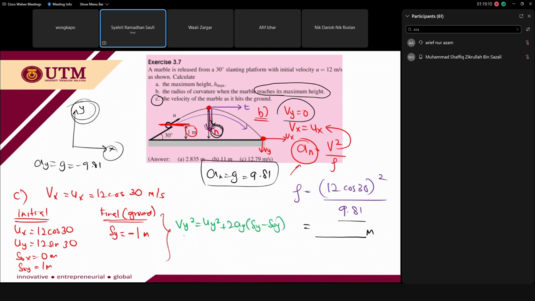This is the equation that you have. Vy is unknown, so this is the parameter that you need to determine. So uy is 12 sine 30, squared, plus 2, ay is g, negative 9.81, and then sy is negative 1, minus s naught y.